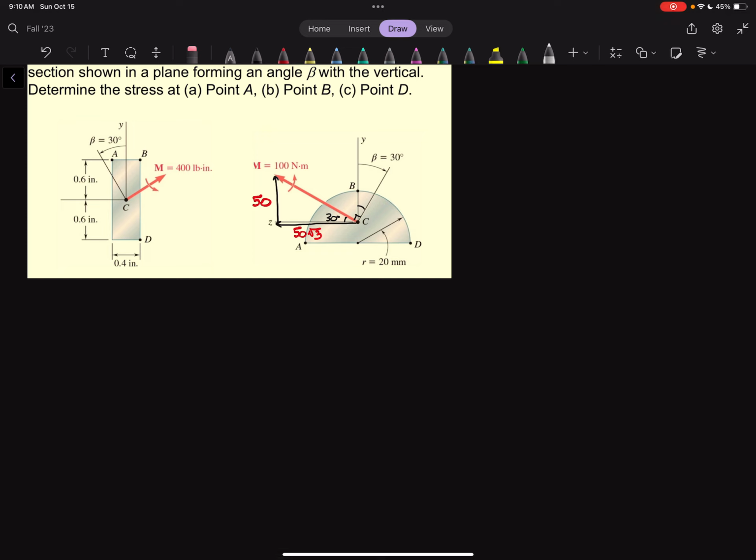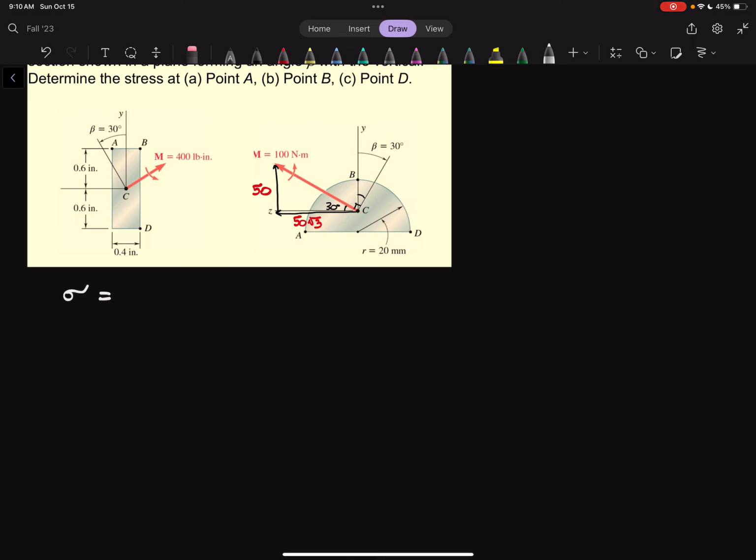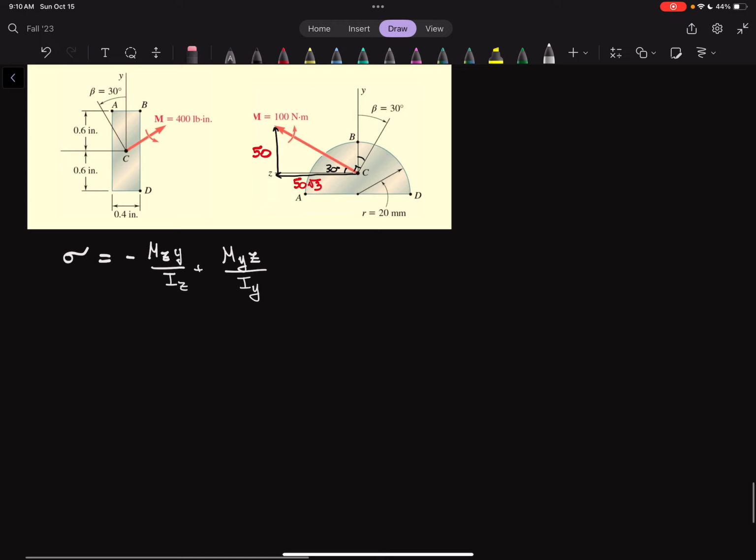So the first thing we want to realize is that the formula that we're going to use to find the stresses at points A, B, and D is minus Mz y over Iz plus My z over Iy. And we've explained elsewhere why there is not a negative sign on the second term. So now, the first thing I like to do is look at the formula and say, what do I need? Well, I first need these.